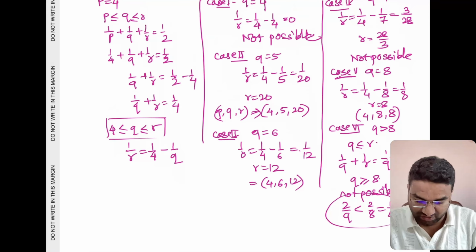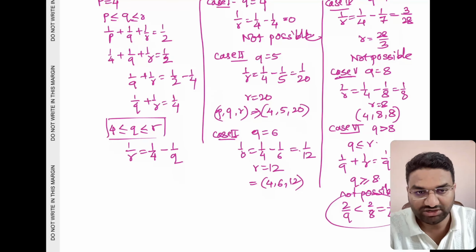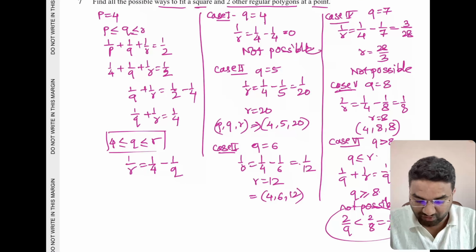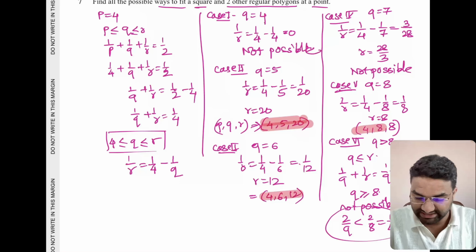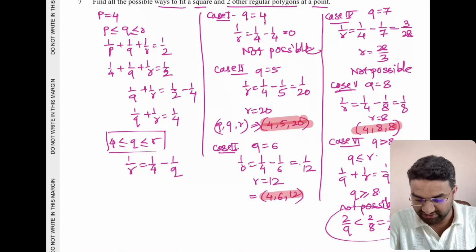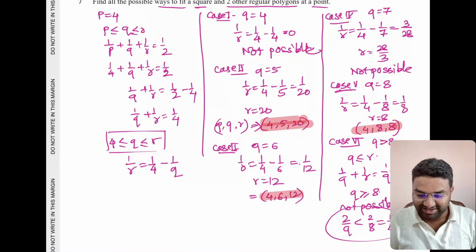So how many values did we get here? The first one is 4, 5 and 20, right? Then next 4, 6 and 12, and 4, 8, 8, right? These are the values we got, isn't it? That's it. I hope you enjoyed this discussion.